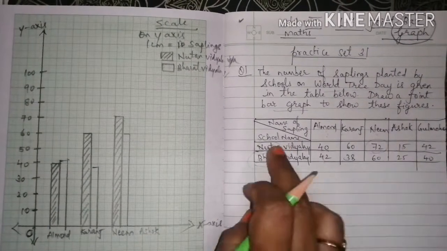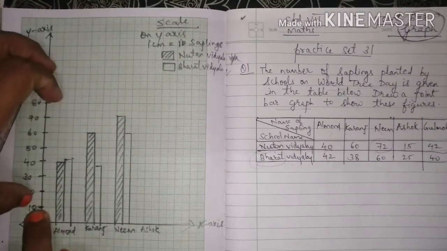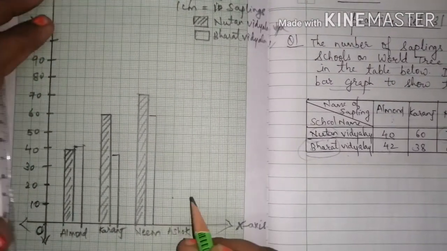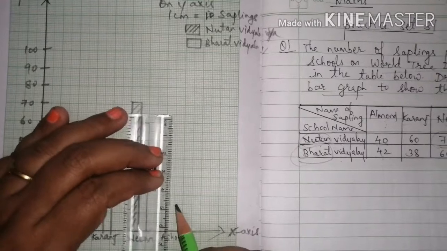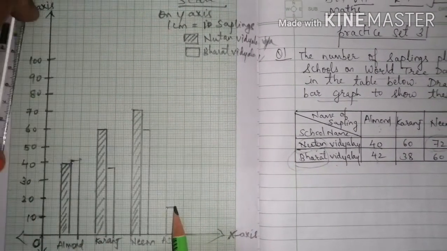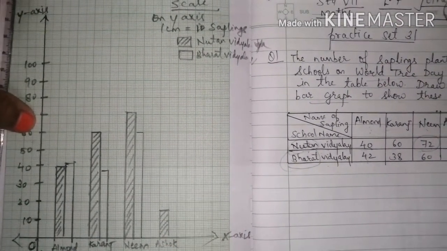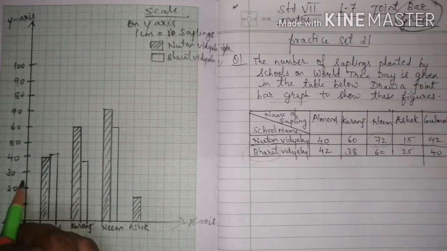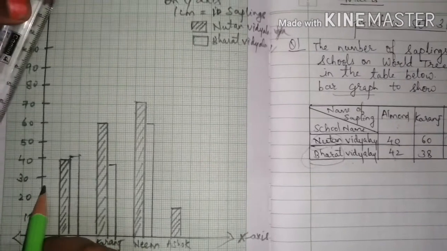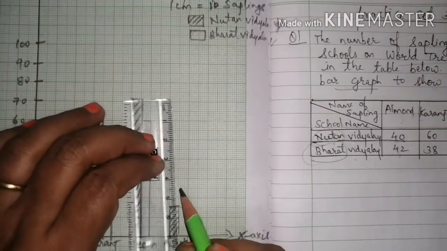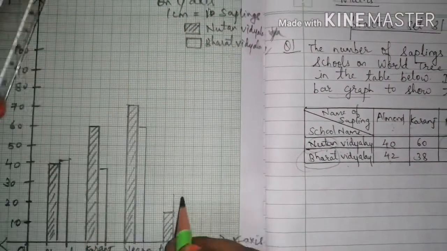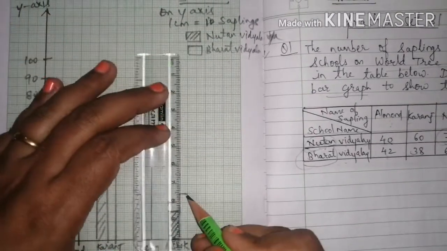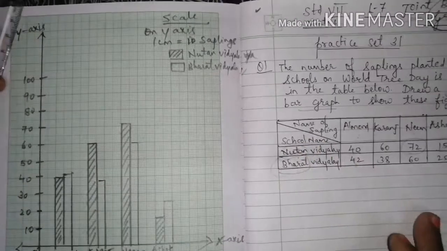The fourth plant is Ashok. Ashok is 15 for Nutan. So above 10, 5 lines. So this will be your 15. This is Nutan. And 25 means about 25 lines, small box. This will be the 25. This one is Bharat Vidyalaya.